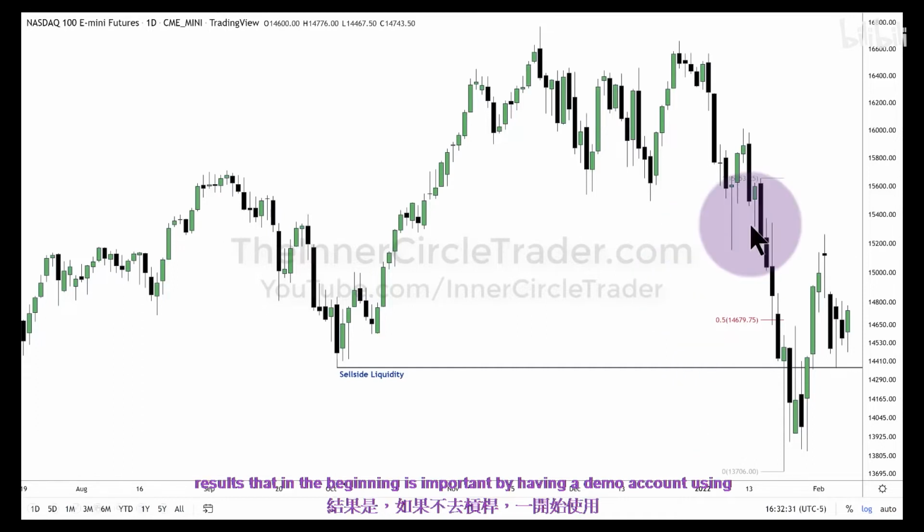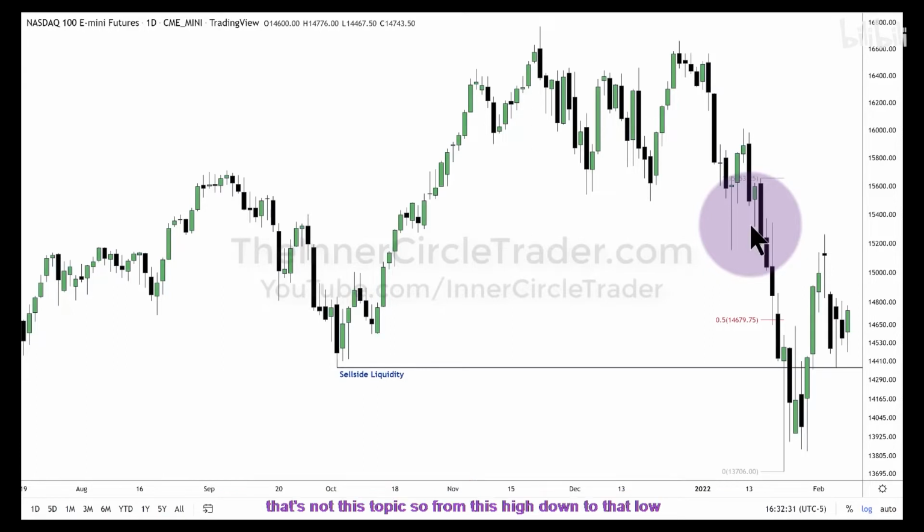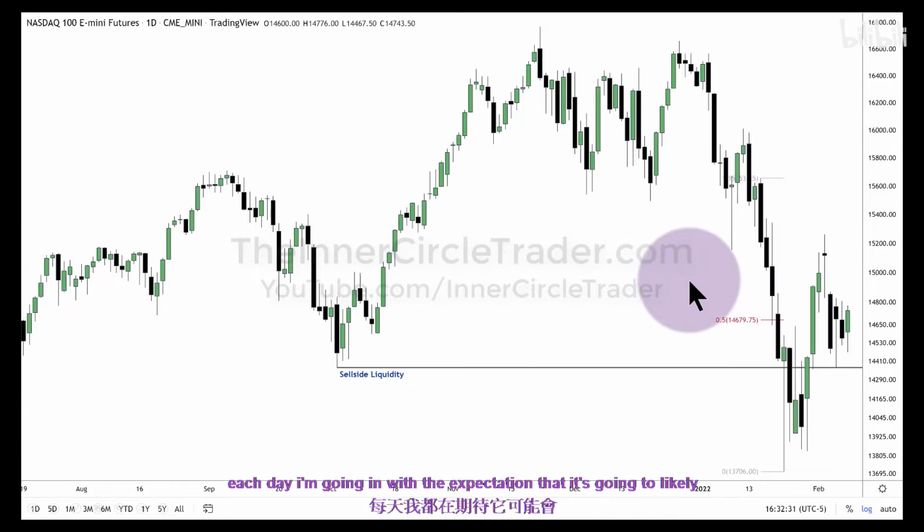So you want to be indifferent to the results. And that, in the beginning, is important by having a demo account using very, very low leverage, if not deleveraging. And I'll talk a little bit about that when we get into money management, but that's not this topic. So from this high down to that low, each day I'm going in with the expectation that it's going to likely set up a sell scenario where I can get short and hopefully buy back at a lower price.